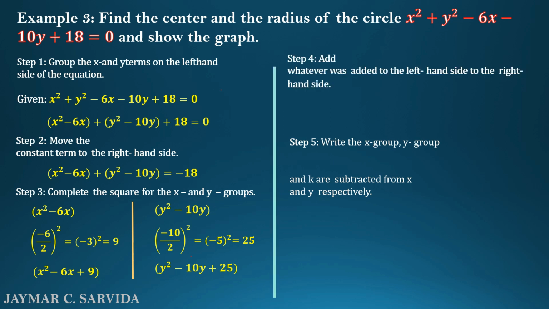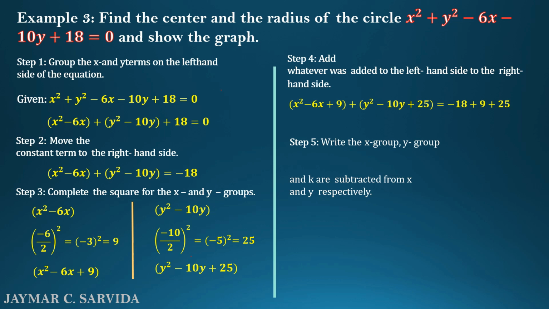Okay, then step 4. Add whatever was added to the left-hand side to the right-hand side. Ayan, so i-add na natin, i-combine na natin lahat. So x squared, yung ating x group plus yung ating y group equals negative 18 plus 9 plus 25. Since nag-add tayo ng 9 at saka ng 25 dito sa ating x group at y group, mag-a-add ka rin dito sa right-hand side ng ating equation ng plus 9 at plus 25 in order para maging balance itong ating equation.